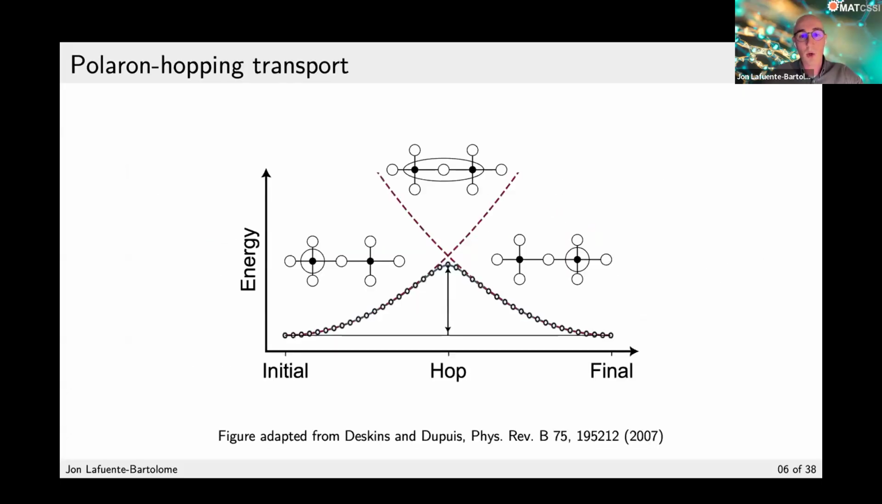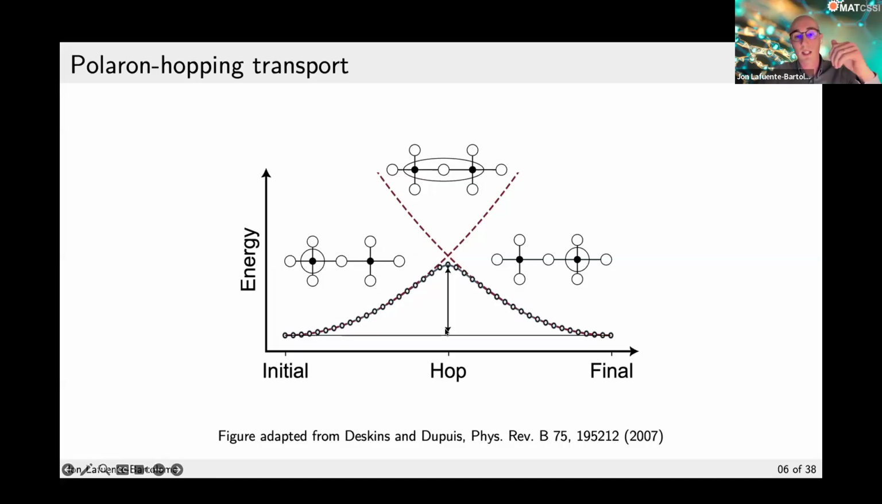Now, when these localized charges move, you have to imagine that they need to drag around the lattice distortion associated with them, right? That's what I'm trying to illustrate here in this cartoon. For this localized charge to hop from one lattice site to the one next to it, it will need to drag around this lattice distortion, and as a result, it will need to overcome an energy barrier, as shown here schematically, right?